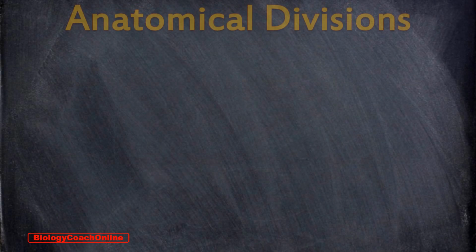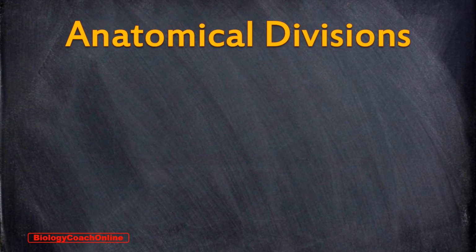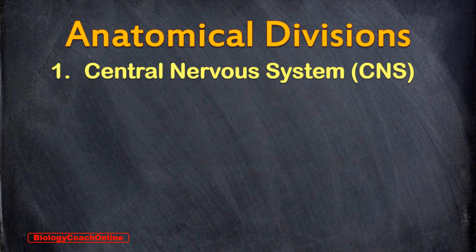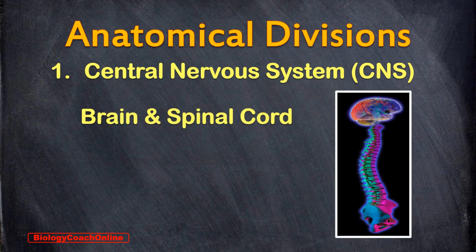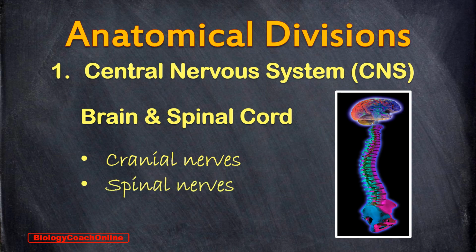So jumping out and looking at the big picture, now your nervous system has 2 anatomical divisions. The first is the central nervous system, or CNS, that consists of your brain and spinal cord. And by the way, nerves originating on your brain are called cranial nerves, which we'll examine in a couple of lectures from now. And nerves originating on your spinal cord are called, obviously, spinal nerves.